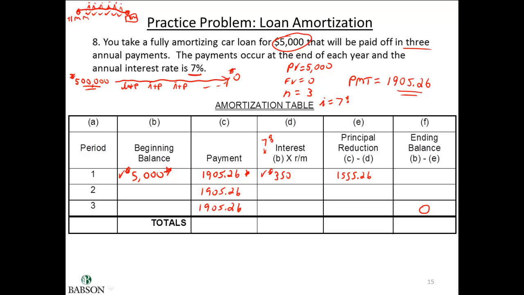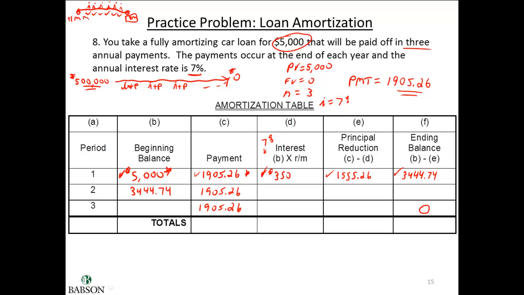So the ending balance of your loan at the end of the first year is going to be 3444.74. Okay, so thinking about the first year in total, you start the loan out as $5,000, you make a payment of $1905, 350 of it covers the interest, therefore the principal is reduced by $1555. By the end of the year, you now owe $3444.74. That carries down because that's now your beginning balance in the second year. Notice we are amortizing the loan. The balance is going down over time.